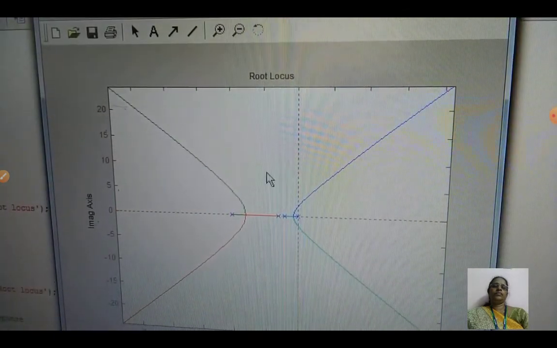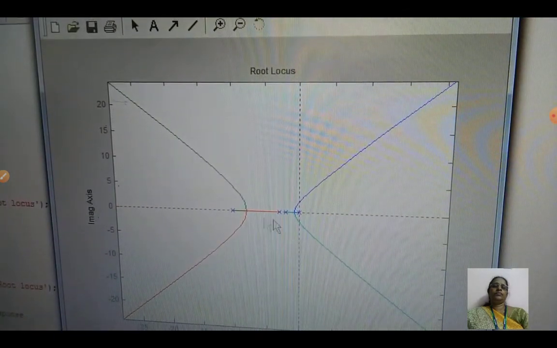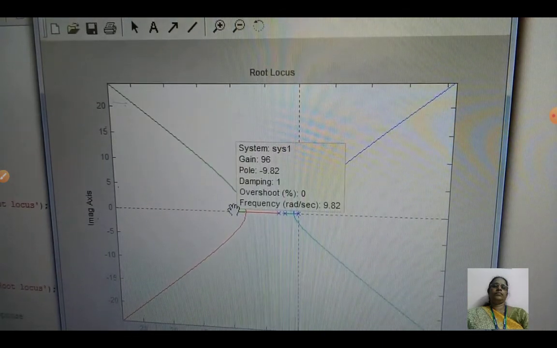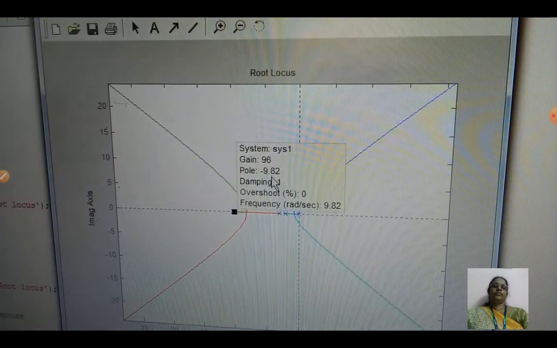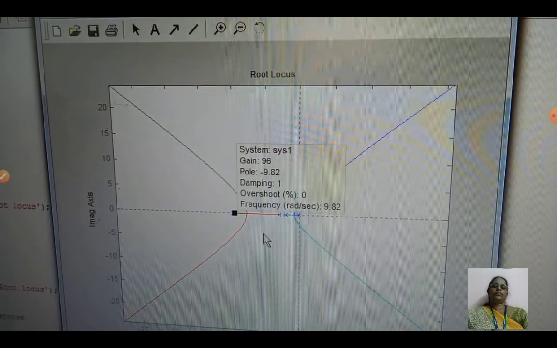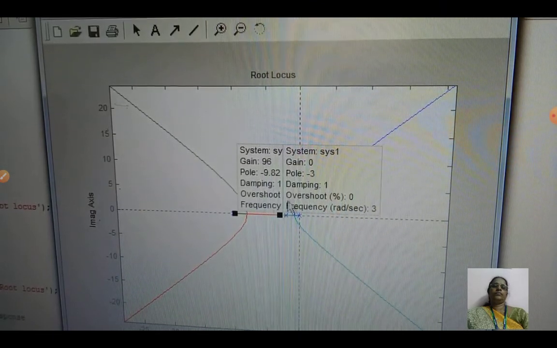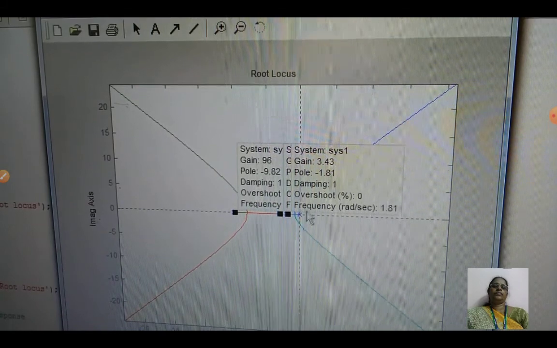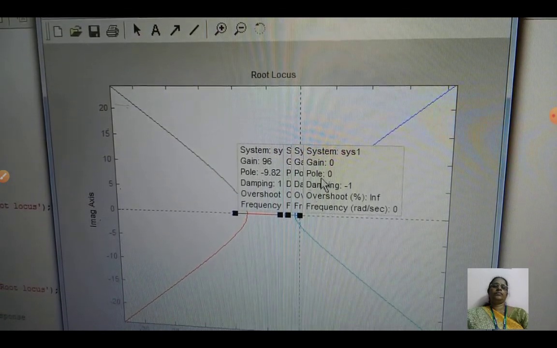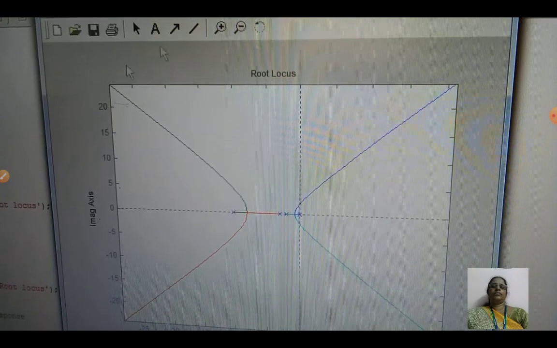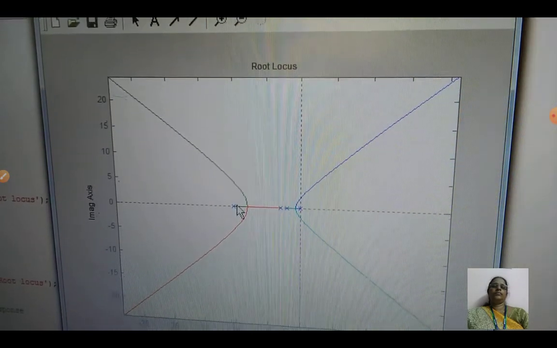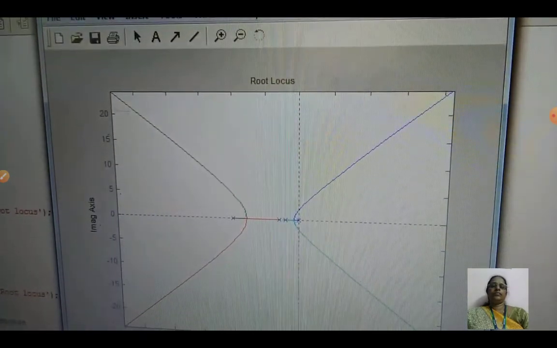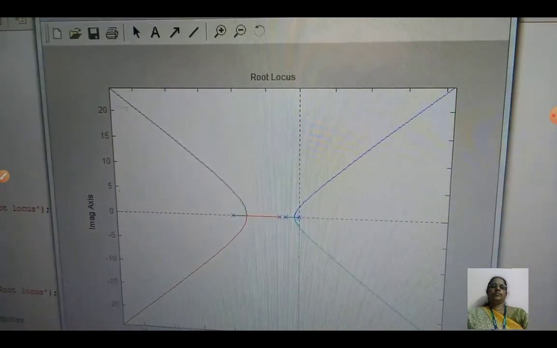The second one is the effect of poles. See, this is the first pole. What is the pole? Minus 9. That is the 0.82. This is the pole. The next pole is equal to minus 3. The third pole is minus 1.8. This is the pole and this is the zero. So this is the effect of the poles on the root locus. We are getting this output.